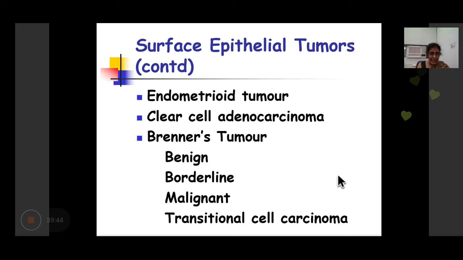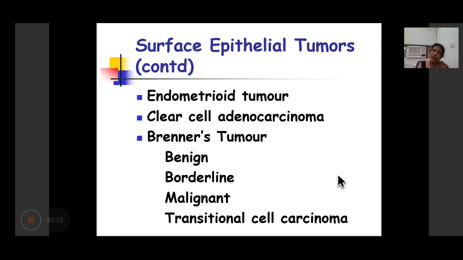So that will be called the endometrioid tumor, and the malignant is called the endometrioid carcinoma. Then we have the clear cell adenocarcinoma, which is also an uncommon tumor. The other surface epithelial tumors can show differentiation towards transitional epithelium, similar to the epithelium lining the urinary bladder. And when they occur, they also occur as benign, borderline, or malignant.